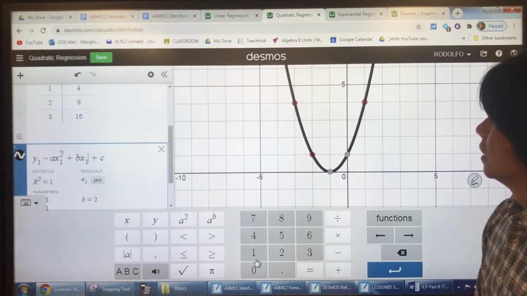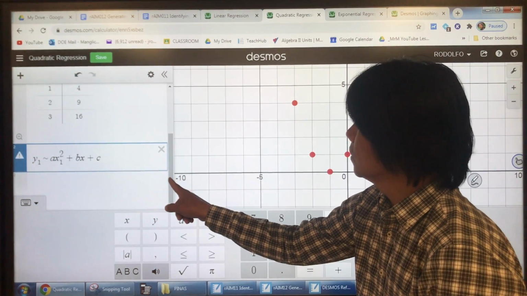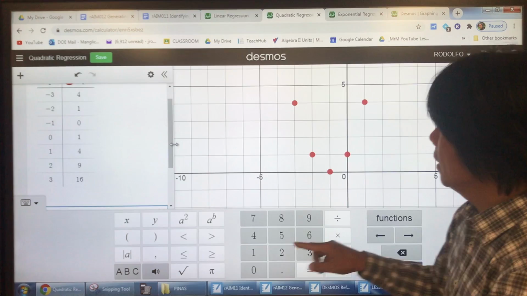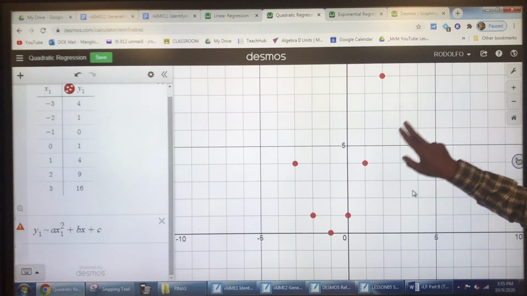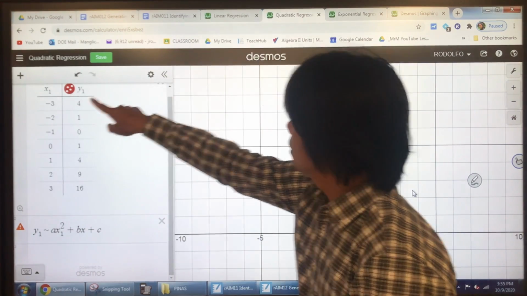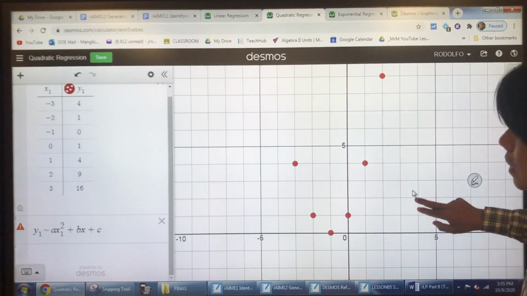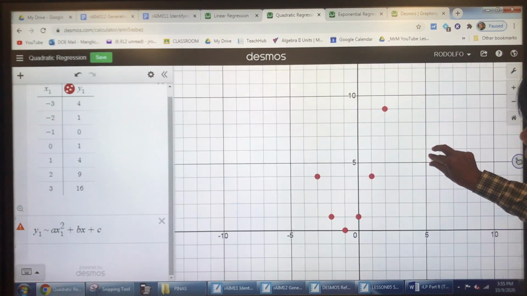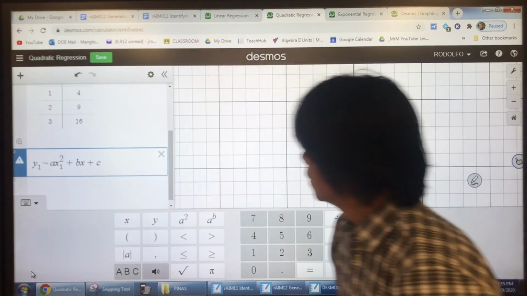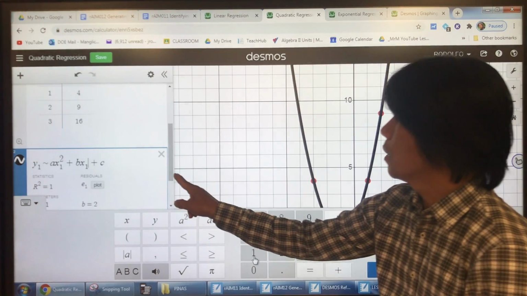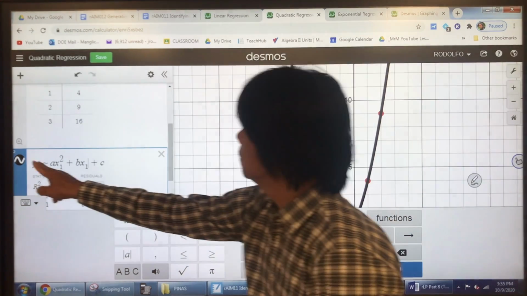Here we go. You see, without it completed, you see the points right here? Those are the points that correspond to this table of values. But we want to see the parabola and the equation of that parabola. Alright? Let's click on that. Put 1. There you have it. You see that parabola right there? That beautiful parabola.